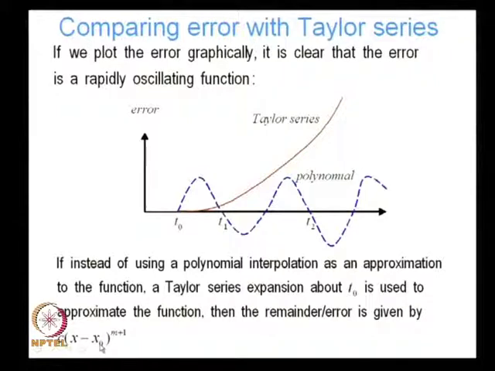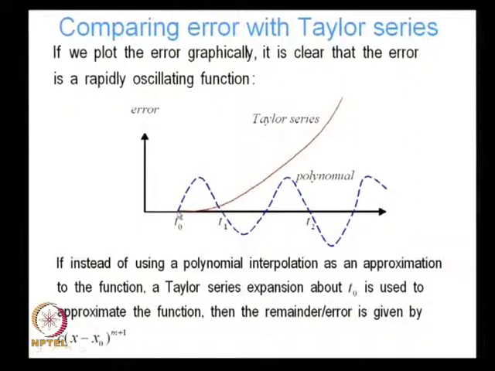Now, suppose instead I say that I know the function value at a certain point, and maybe I know higher order derivatives of that function also at that point. I can expand that function in a Taylor series about that point, and find the value at another point. But the error in a Taylor series is of this form, x minus x0 to the power m plus 1, the remainder term.